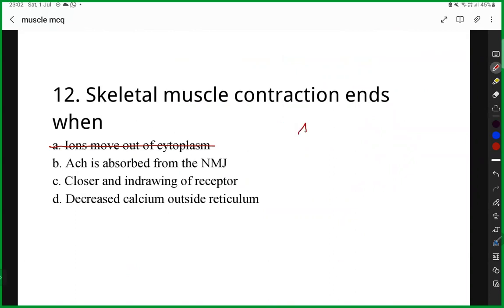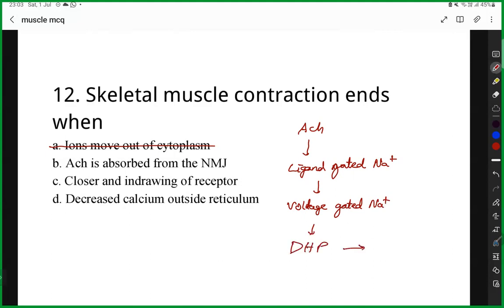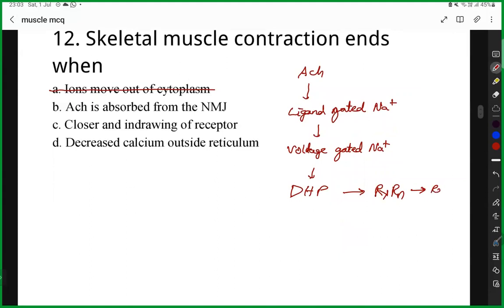You know that when acetylcholine is absorbed at the neuromuscular junction, that induces the ligand-gated sodium channels. From your ligand-gated sodium channel, it induces your voltage-gated sodium channel. On inducing a voltage-gated sodium channel, there is an induction of your dihydropyridine receptors. That again induces your ryanodine receptor. The ryanodine receptor releases the calcium, and that causes contraction. This is the entire chain.